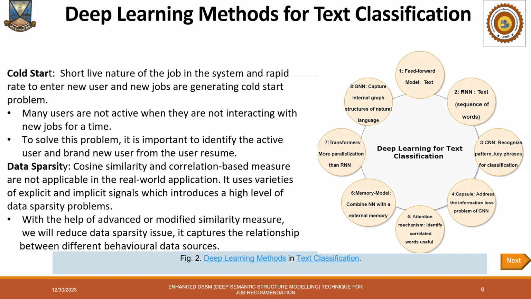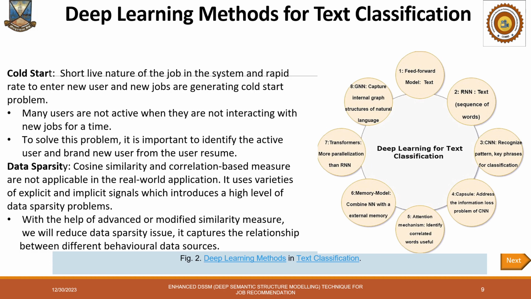For this deep learning method, we require text classification. Existing text classification techniques include the feed forward model, which works on a text based approach. Second is RNN, recurrent neural network, which works on sequences of words, and CNN, a convolution network, which works on phrases as well as for classification. The capsule model also addresses the problem of CNN, and then the very important attention mechanism identifies the correlated words useful in the system. After the attention model, the memory model as well as the transformer give more insight and provide more parallelism than the RNN model.